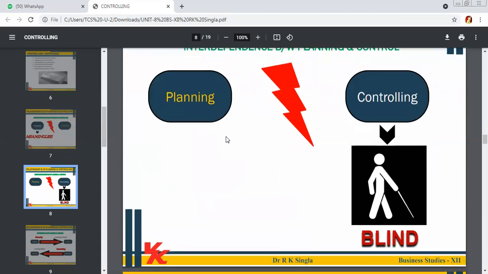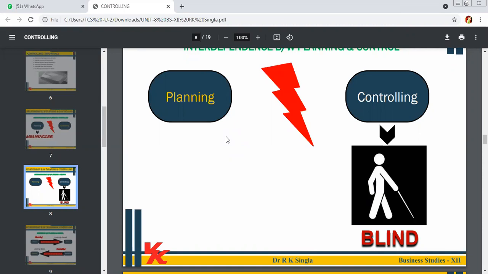But if I talk about controlling, control is absolutely blind without planning. Because if we do not do any planning, nothing is defined, no standards are there, no parameters are there to be achieved. What happens in that case? What will you control? There is nothing to control. There is nothing to see that what is to be done. There is nothing to be seen whether the right job has been done or not.